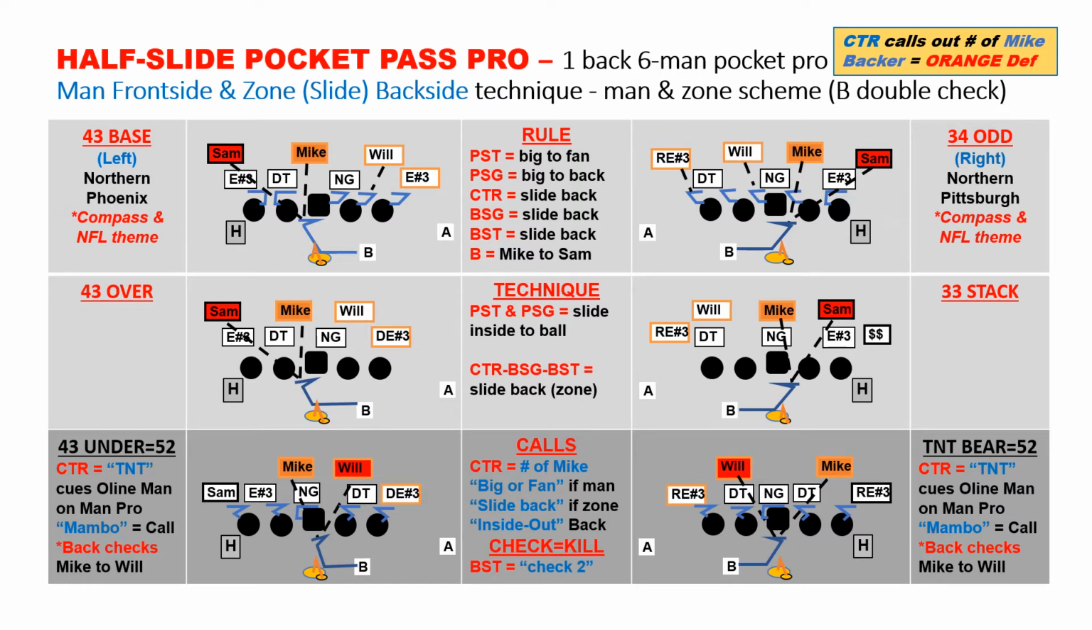We're going to do a north Phoenix as the call. So north tells us play action pass. Phoenix means we're faking power to the left. That sets the protection front side to the left. So the left tackle is man. The left guard is big to back. And the center, right guard, and right tackle are slide back principles. The running back on this is the double checker.